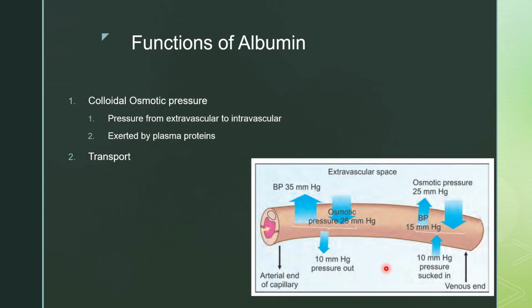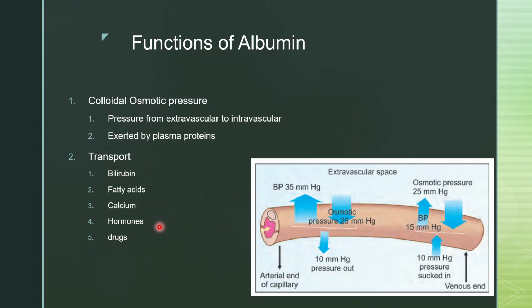The next important function of albumin is transport. It transports a lot of things, most commonly bilirubin, fatty acids, calcium, hormones, and drugs. When calcium, hormones, and drugs are binding with albumin, they become non-functional. For example, calcium bound to albumin is transported in that form, and it is non-functional. It is not available for action. It is only the free calcium, not bound to albumin, which is functional.